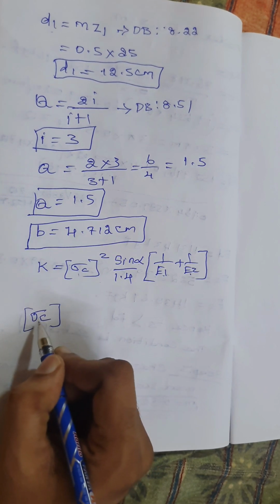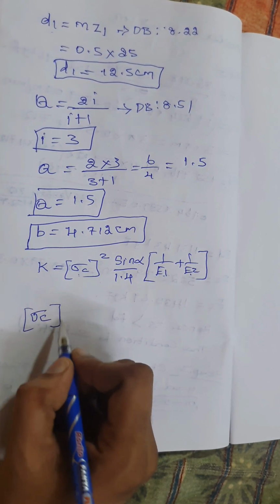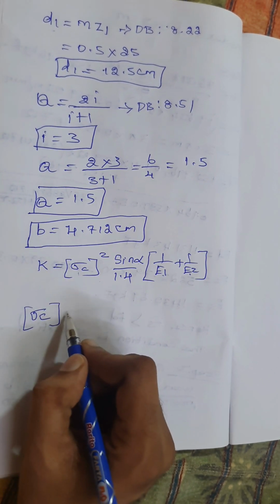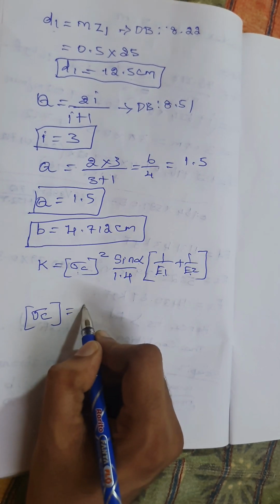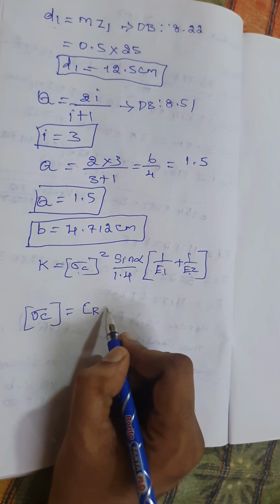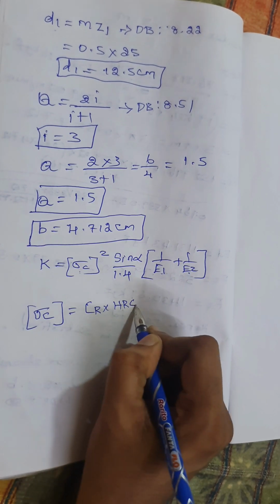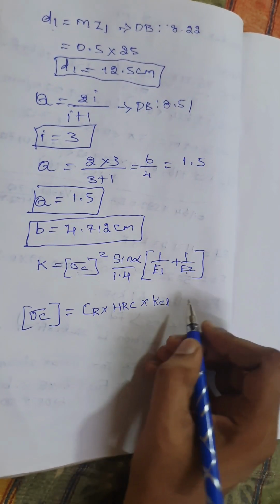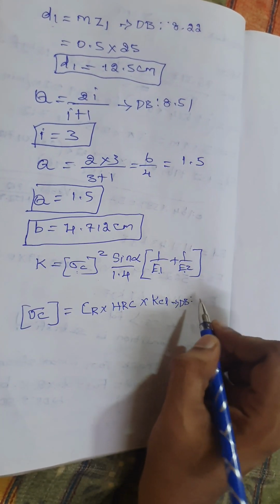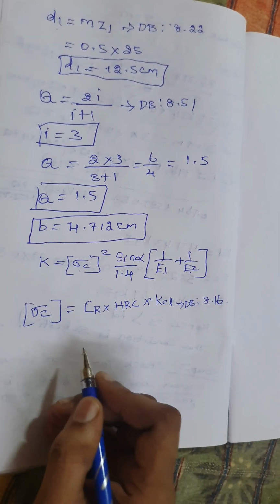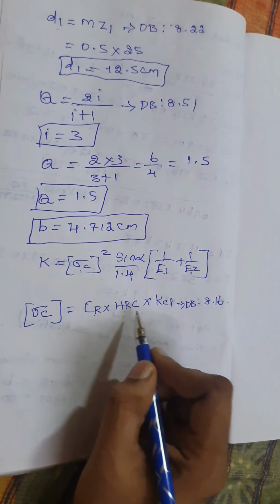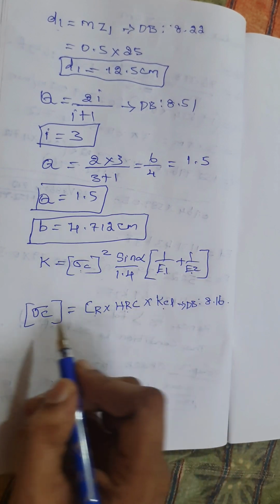This is the design value of sigma C, not the calculated value, because we have put it inside the closed bracket. For calculating the design value of sigma C, we have a formula: capital C base R into HRC into K base CL. This formula is also given in data book page number 8.16. So we have to find the value of CR, HRC and KCL in order to calculate the value of sigma C.